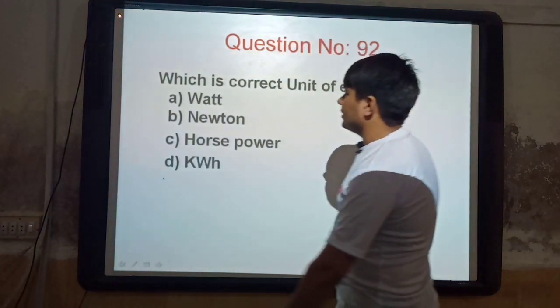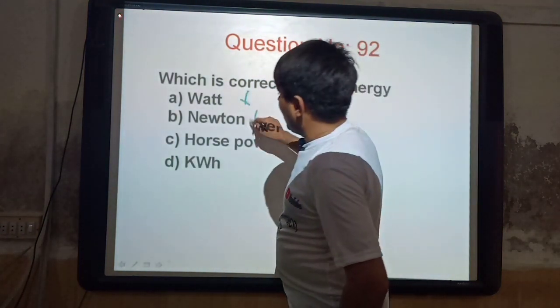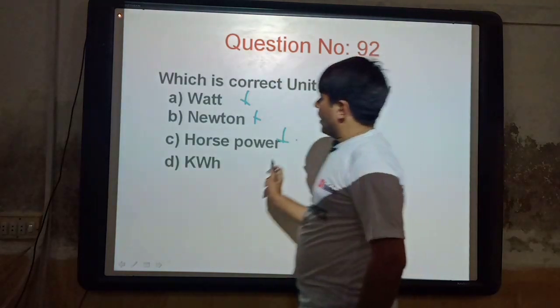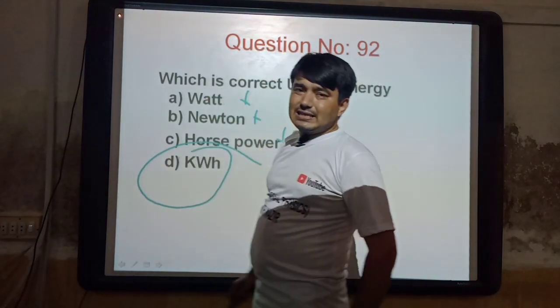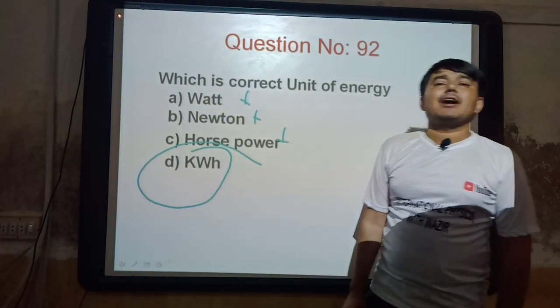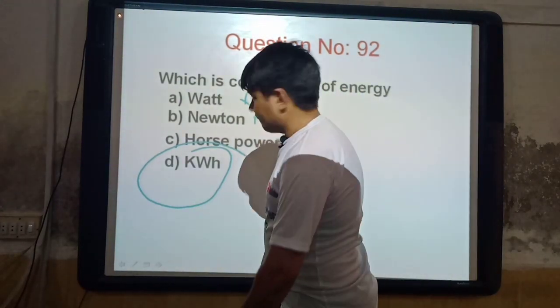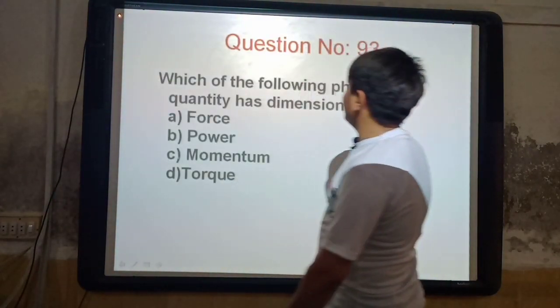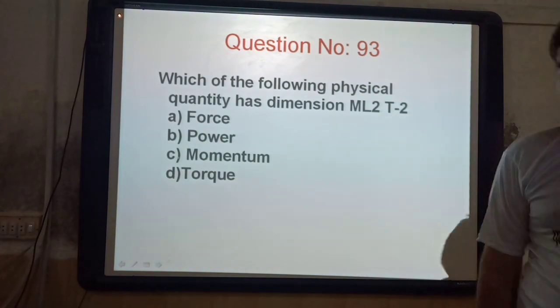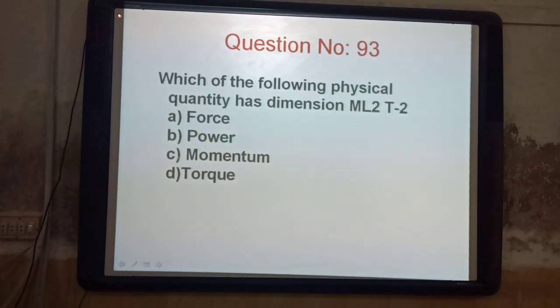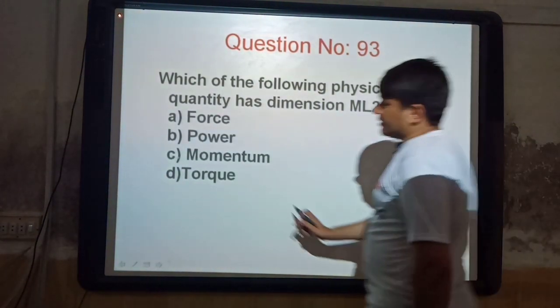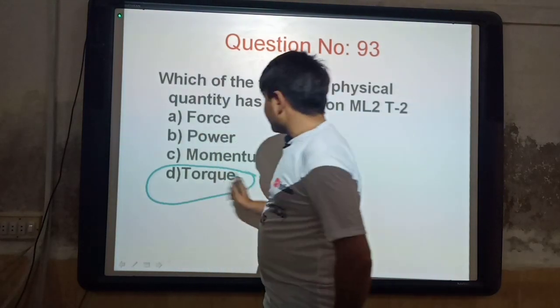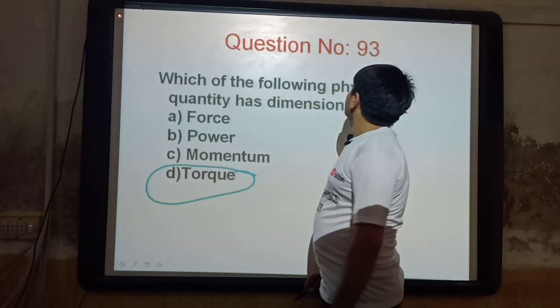Which is the correct unit of energy? No, no, horsepower no. Yes, kilowatt hour is the correct unit of energy. Another question for you. Which of the following physical quantities has the dimension ML^2 T^-2? Yes, you are thinking right. It is the torque.